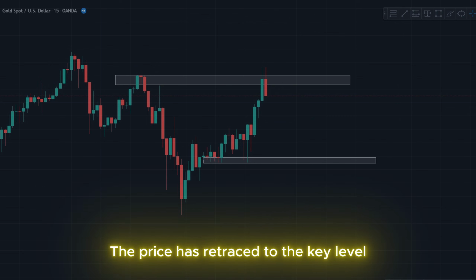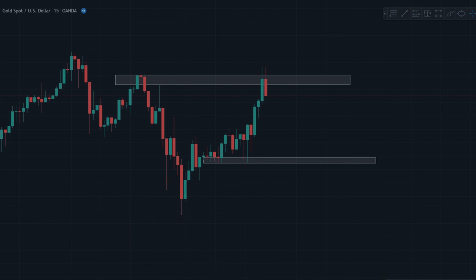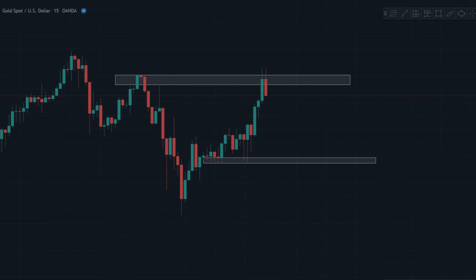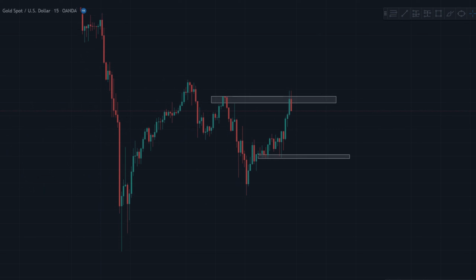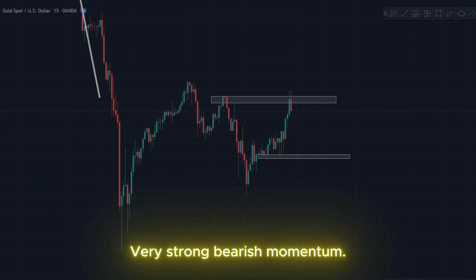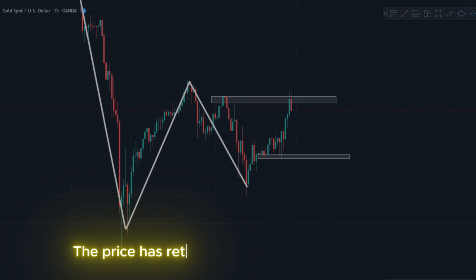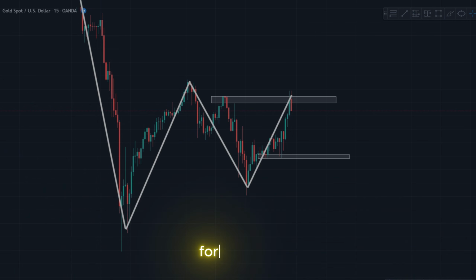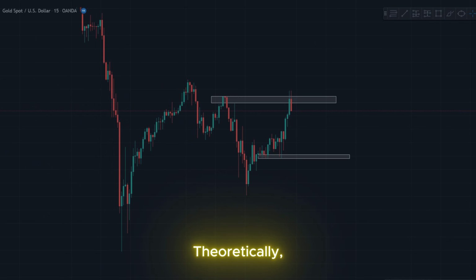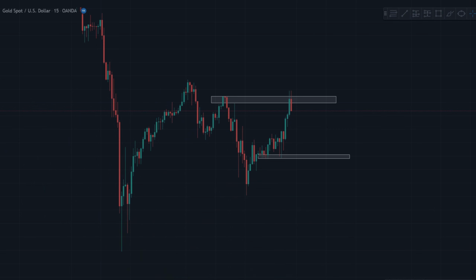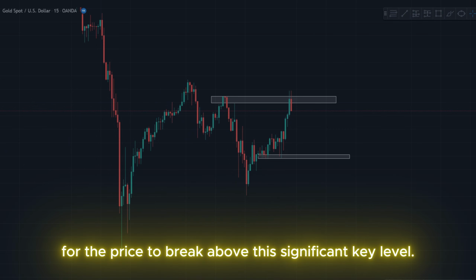The price has retraced to the key level. For a retest, a reversal candlestick pattern appears. Let's review a bit. On the 4-hour and 1-hour time frames, there's strong bearish momentum. Very strong bearish momentum. The pullback has ended. The price has retraced to this significant key level for a retest. Theoretically, if the bearish trend continues, there's no reason for the price to break above this significant key level.